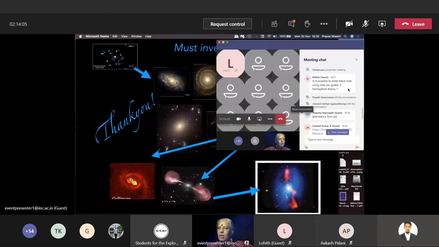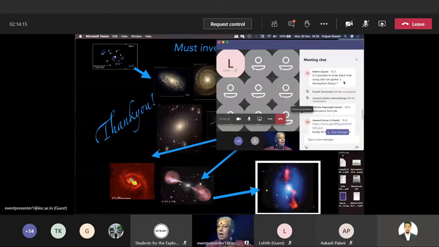Okay. Is it possible to enter a black hole using Otto von Guericke's hemisphere theory? I'm sorry, I don't know what that theory is. I don't quite understand the question because you can't enter something with a theory, right? You want to enter something, it has to be practical. Whether this particular theory predicts that one can enter a black hole, I don't know. My understanding is that the current understanding is that we don't know what happens inside a black hole.